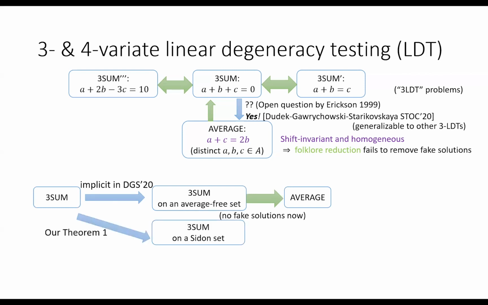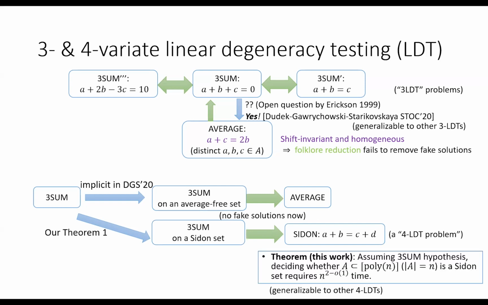So now if we plug in our Theorem 1, which reduces from 3SUM to 3SUM on a Sidon set, then again, we can use a folklore reduction to reduce it to the Sidon problem, which asks whether a set of integers is a Sidon set. This is a particular kind of 4LDT problem, and actually our result also generalizes to other 4LDTs. We show that under the 3SUM conjecture, all these 4LDT problems also require quadratic time.